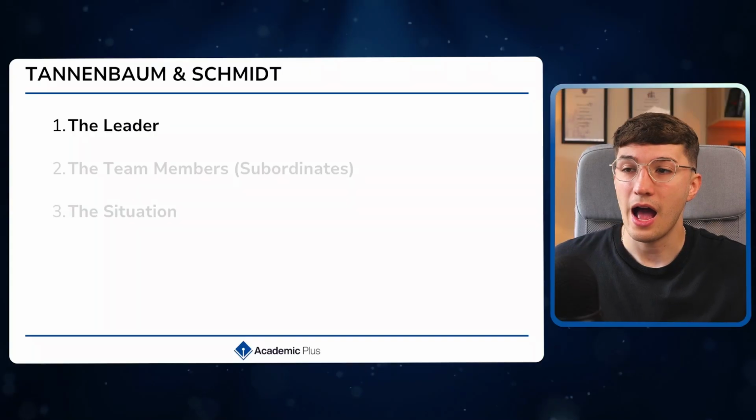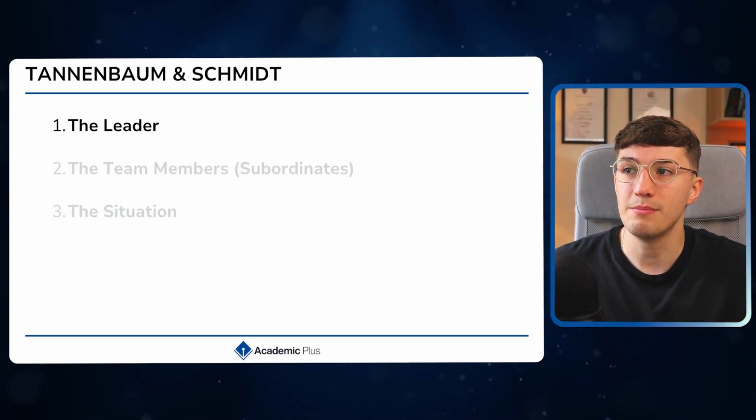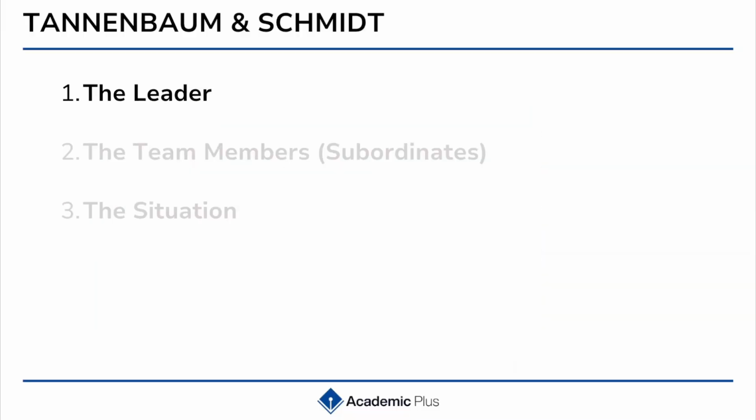Now, in the Tannenbaum Schmidt Continuum, there are three key elements that they identify that would tell the leader what would be the most appropriate style. And those are the leader, the team members, and the situation. Now, when we look at the leader themselves, we want to look at, first of all, the experience and the skills of the leader. We also want to look at their preferred style and whether they are a confident leader and they trust their subordinates.